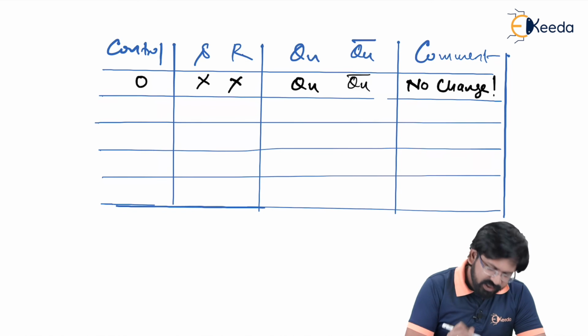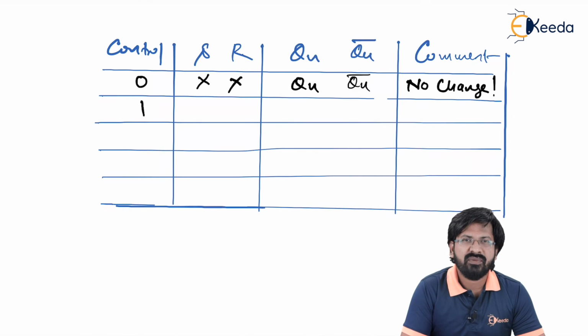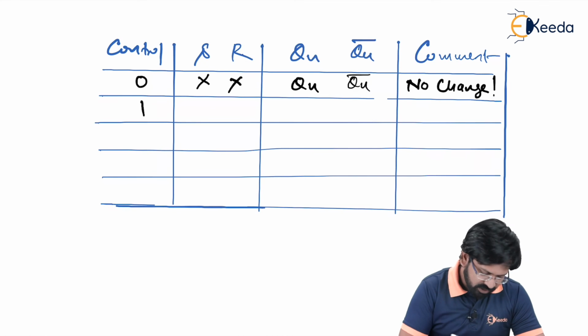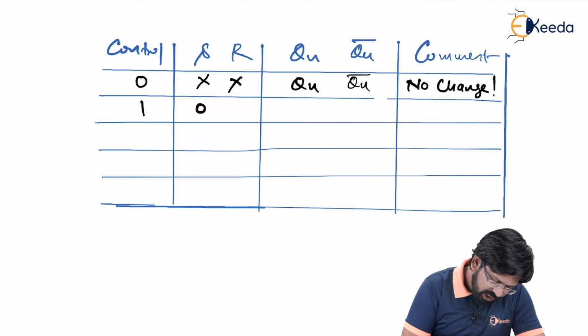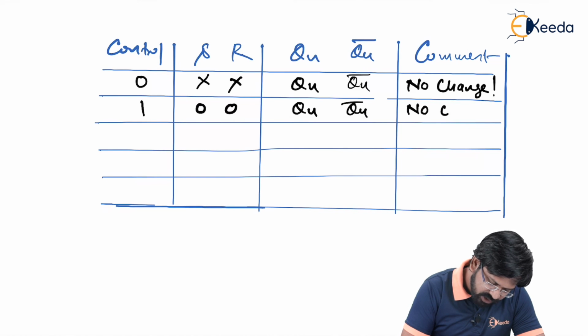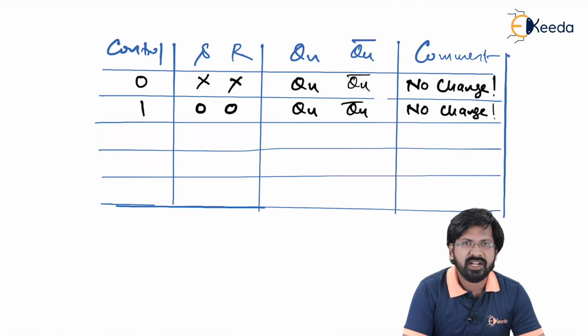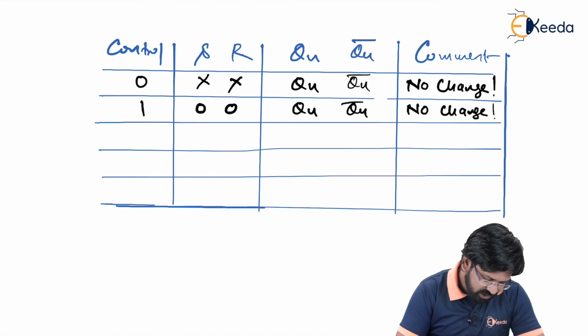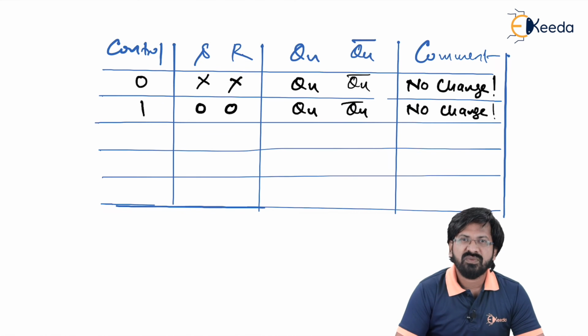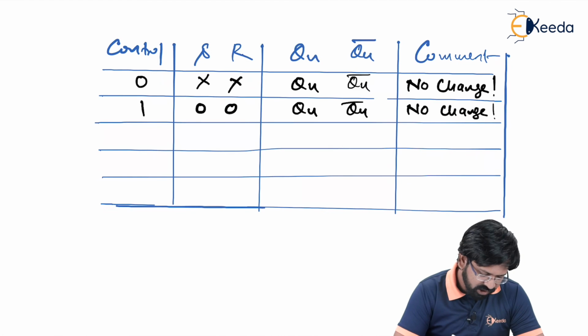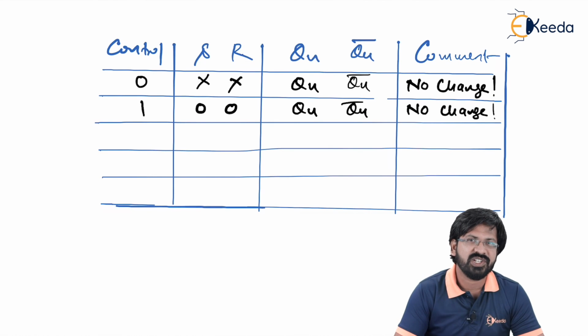When control equal to 1, then only the given latch is enabled, and therefore the values of S and R make some sense, right? So when S and R are equal to 0, 0, again Qn remains Qn and Qn bar remains Qn bar, and this is again called no change. See, there is a difference between the two no changes, that is, two consecutive conditions in which I have written the comment as no change. In the first case, output is no change just because the latch was disabled. Latch was disabled means inputs were desensitized. Whereas in the second case, outputs are no change because we deliberately want the output to remain unchanged according to the instructions provided on S and R as 0, 0.